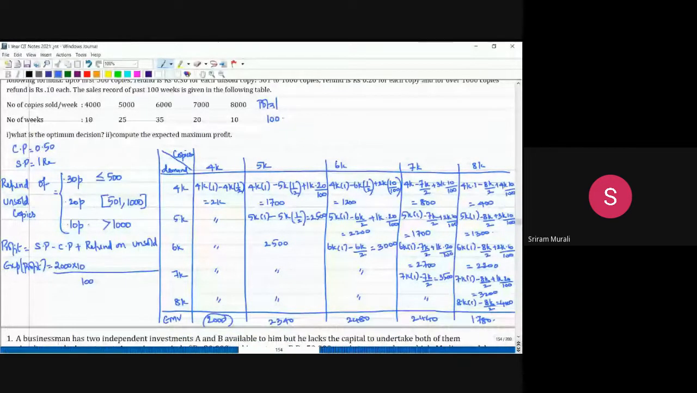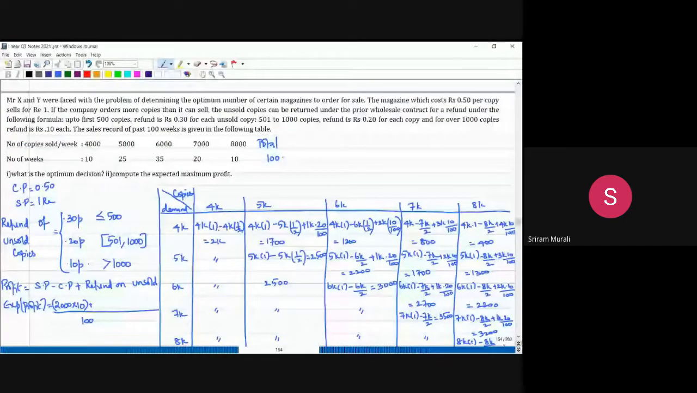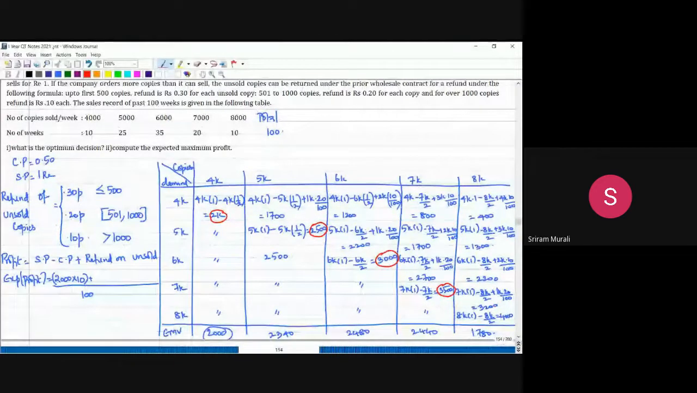Next one, 2340. I'm sorry, I made a mistake. This is 2002. What is the next maximum value? You made a mistake. This is your first maximum value, 2000. Second maximum value is this. Third is 3000. Fourth is 3500. Then 4000. So this is 2000 into 10.